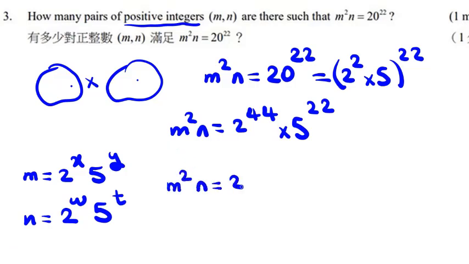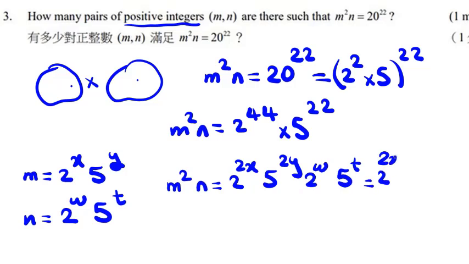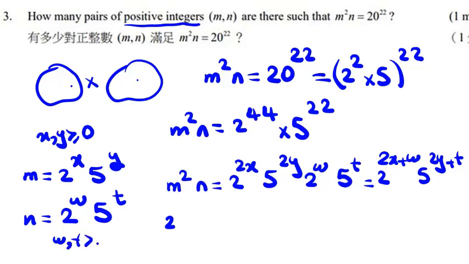M squared n is 2 to the power of 2x, 5 to the power of 2y, 2 to the power of w, 5 to the power of t. It will be 2 to the power of 2x plus w, 5 to the power of 2y plus t. Now, because they are equal, x and y are greater than or equal to 0. They are powers, and m is an integer, so x and y are non-negative integers, and also w and t are greater than or equal to 0.